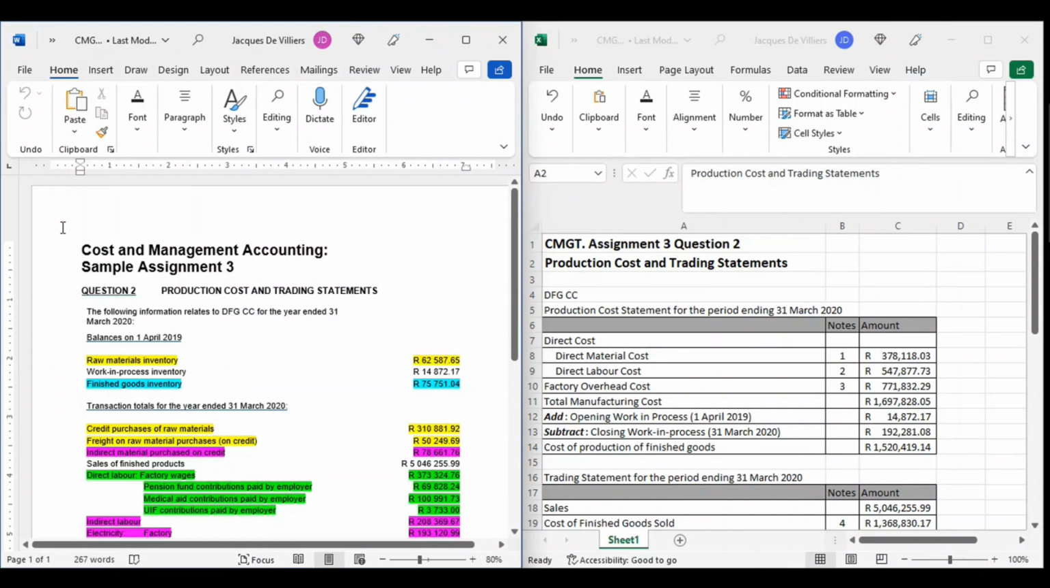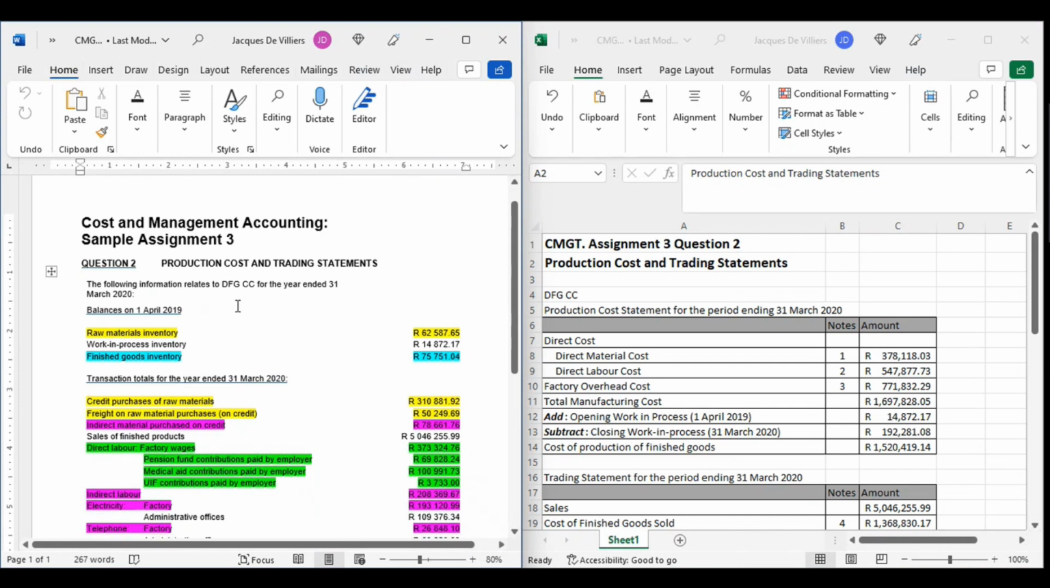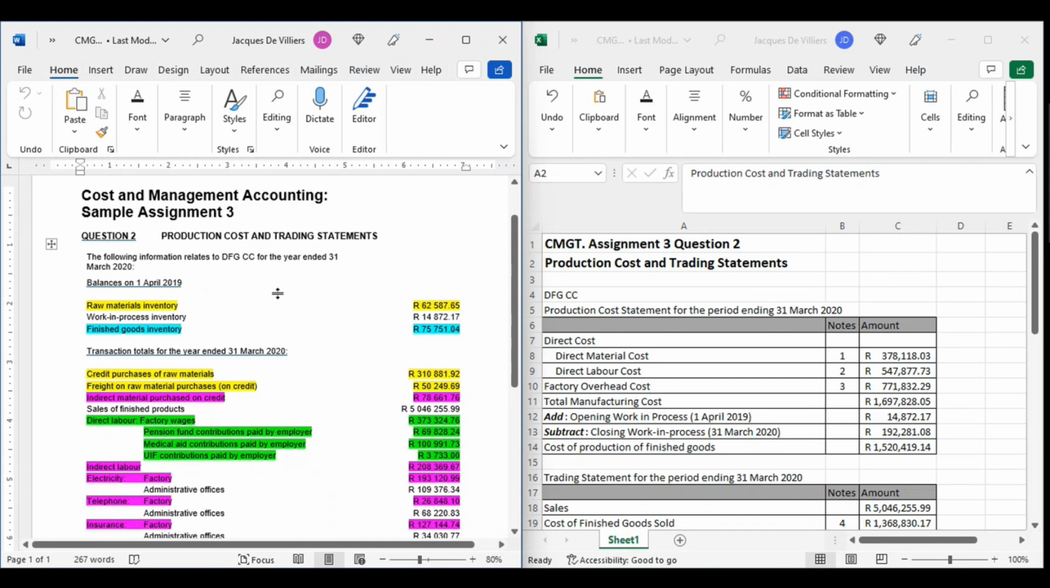Okay, so let's look at the production cost and trading statement. As I'm saying in the exam, this is your main question. So they give us certain information. So this is the information.